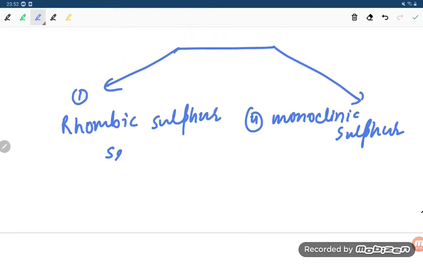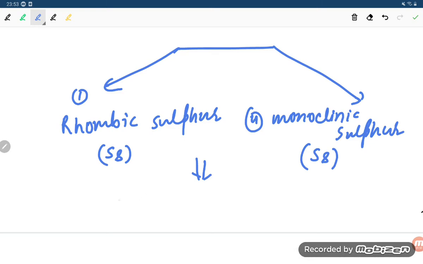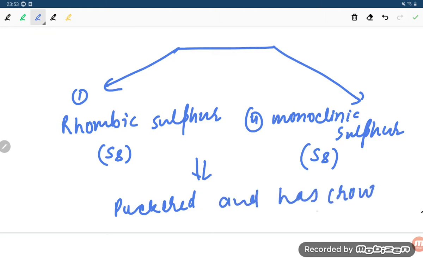Rhombic sulfur is S8, and monoclinic is also S8 only. Both have the molecular formula S8. Now students, if you talk about the structure, it is a puckered structure. It has a crown shape. So this is known as puckered, and it is crown shaped.